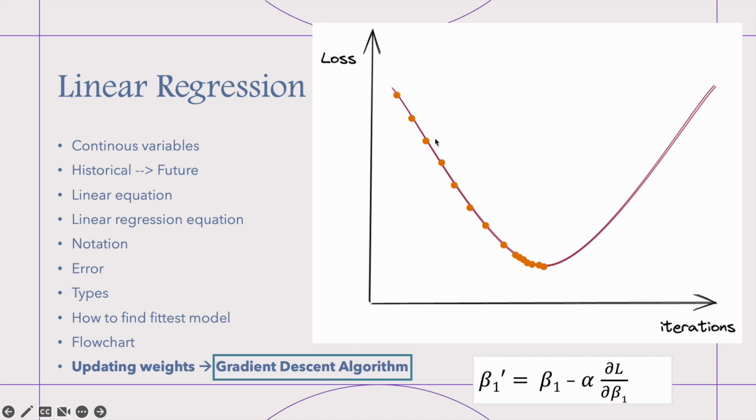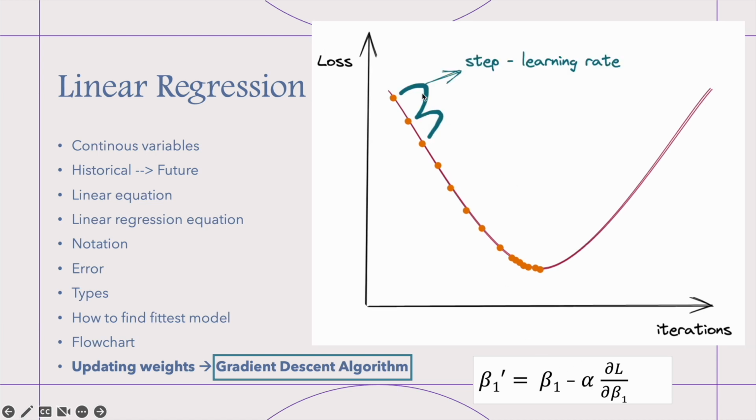And as you see, according to the slope, steps will be different. When slope decreases, the step size will be also small. And learning rate directly affects this step size, as you see here. Each step size depends on the learning rate and also, of course, the error itself, because we are calculating the partial derivative of loss function with respect to that specific weight.